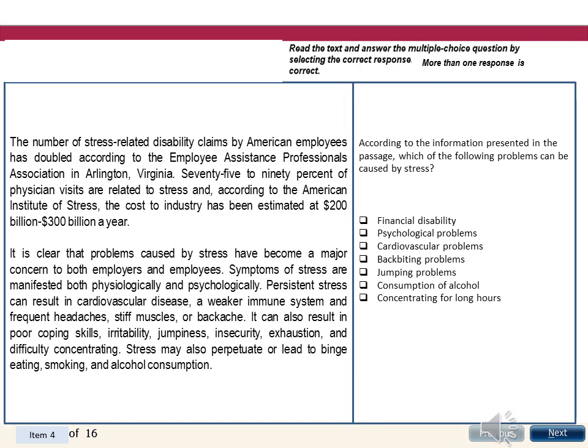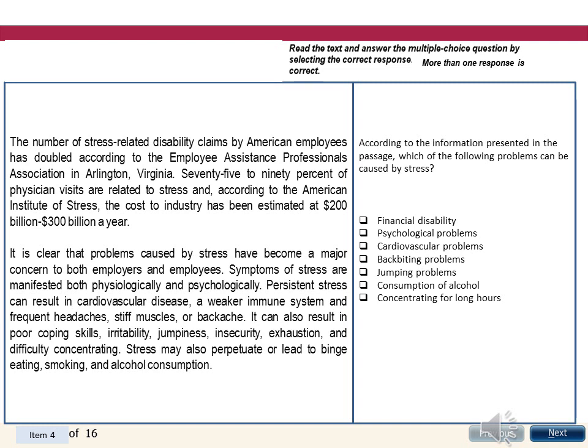Let us look at the next question. This is also the same type. That is, you have a passage along with multiple choice options and more than one response is correct. You should mark at least two options. You can mark more than two as well if you are sure of your answer.